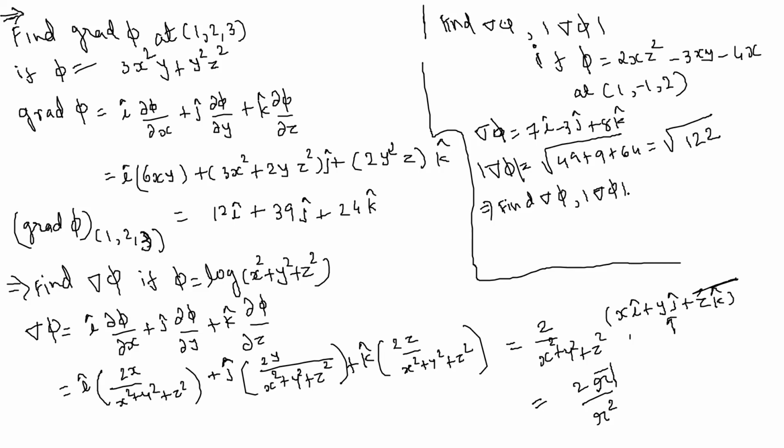Now this question you will add to your assignment, okay? Find nabla phi, mod nabla phi, if phi is equal to 2xz^4 minus x squared y at (2, -2, -1). This is your assignment question.